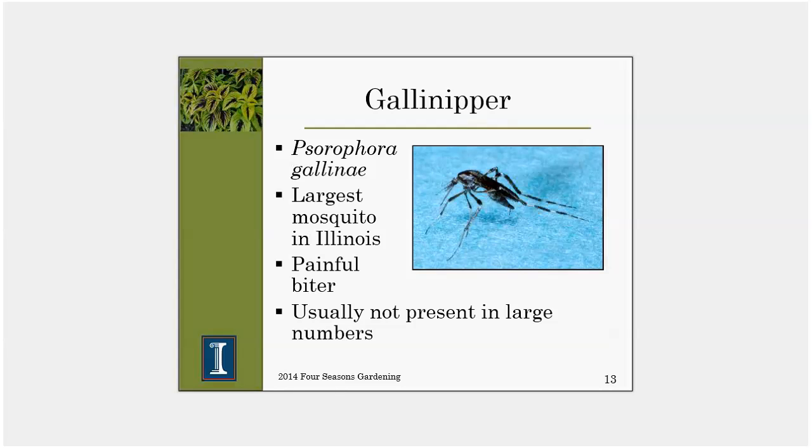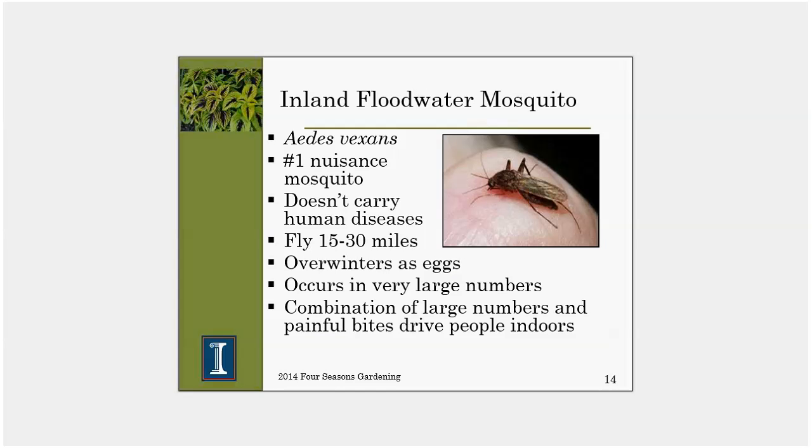But they are a floodwater mosquito. By far, the most common floodwater mosquito we have in Illinois is the inland floodwater mosquito. The scientific name is Aedes vexans, and it doesn't carry any human diseases, but it has a feature that it is a very good flyer. It will commonly fly 15 miles, frequently 30 miles, and occasionally as much as 45 miles from where it grows up to where it bites you.